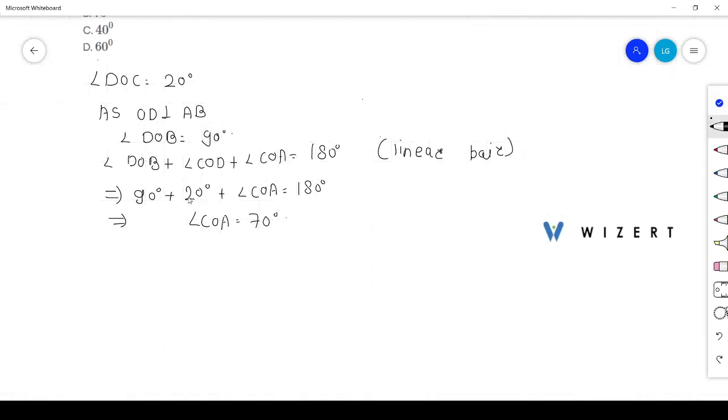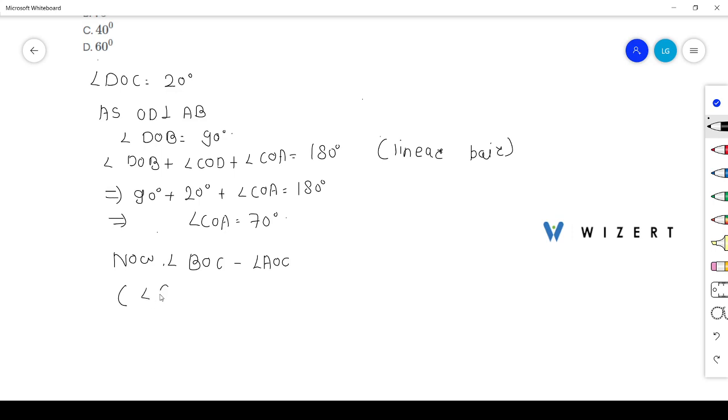Now we have to find angle BOC minus angle AOC. Angle BOC means angle COD plus DOB, minus angle AOC. So here it is 20 degrees plus 90 degrees minus 70 degrees, which is 40 degrees.